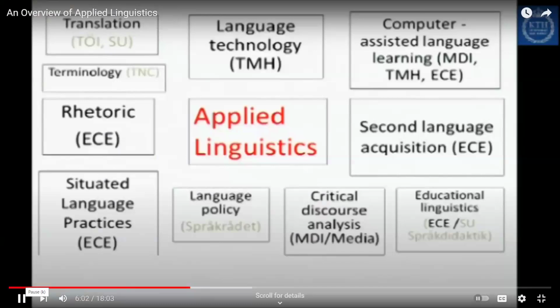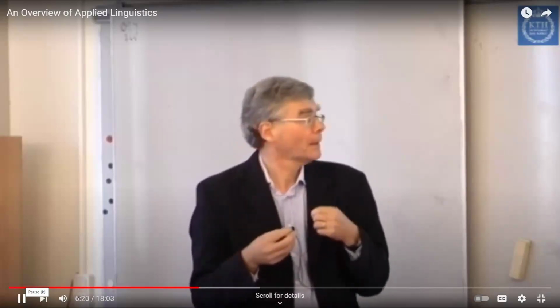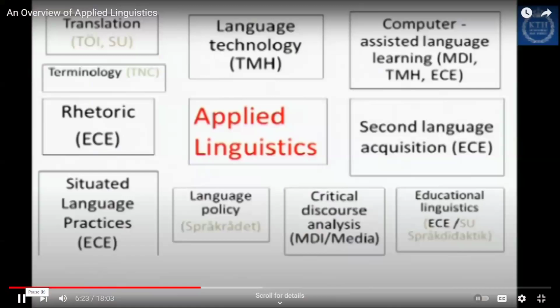Critical discourse analysis looks at texts as discourses and looks at the power relations that may be involved in them, the ways in which they work in constructing attitudes and ideas, perhaps in a concealed way. Language policy, as Språkrådet deals with it, but actually language policy, of course, is a big issue everywhere in all institutions. I know you have just produced a language policy, and that's also a piece of applied linguistics.